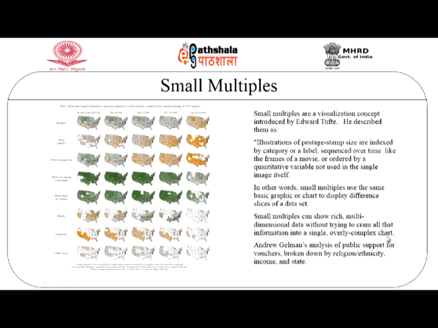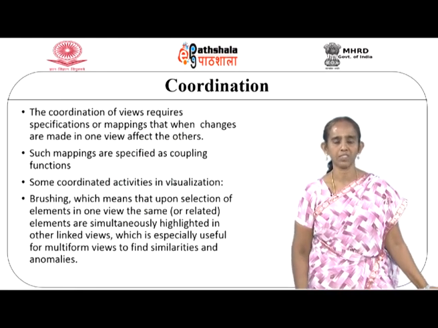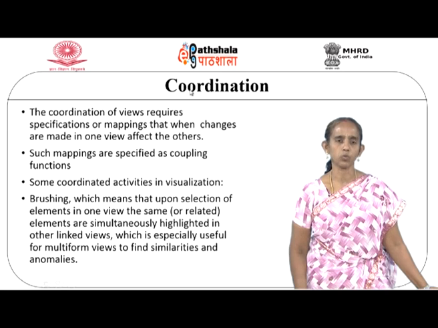Andrew Gelman's analysis of public support for vouchers is a dataset that is shown here, broken down by religion or ethnicity, income and state. So this is a dataset that has been taken as an example and is shown as small multiples in multiple windows. In all these multiple view techniques, we can understand that coordination is one important component that is needed. So what is this coordination and why is it so important in multiple views?